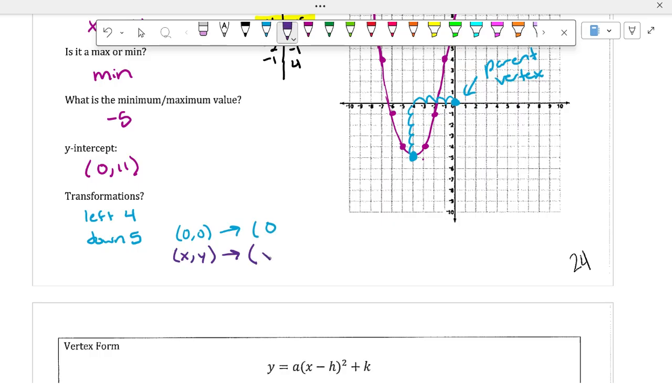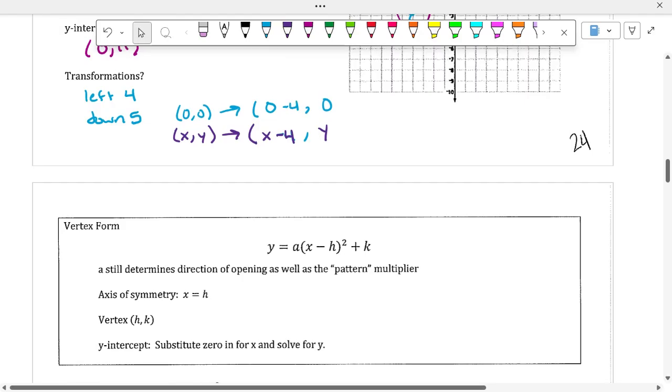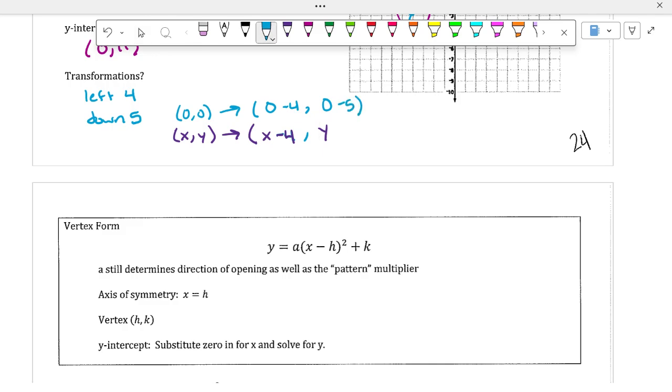What did I add to the X? What did I add or subtract to the X value to get my new X value? So to get -4, I subtracted 4. All right. Now, what did I add or subtract to my Y value, which in this case was 0, which is the original, to get to my new Y value of -5? So how did I get from 0 to -5? I subtracted 5. So when I did that, that gave me my new vertex of -4, -5.